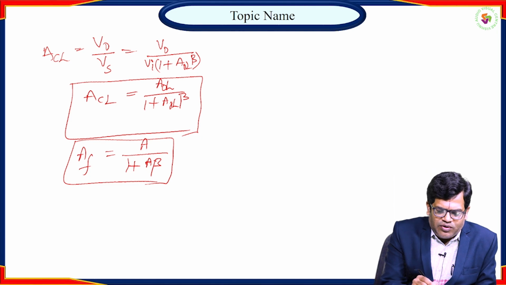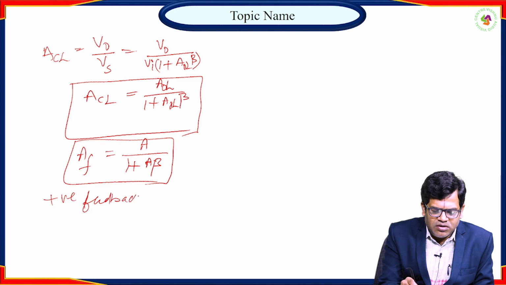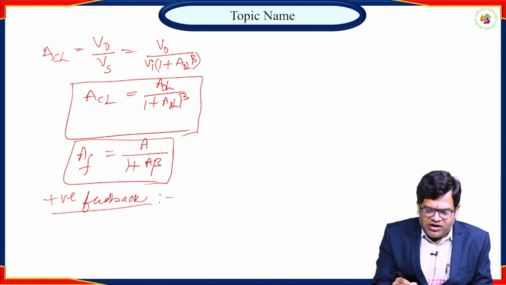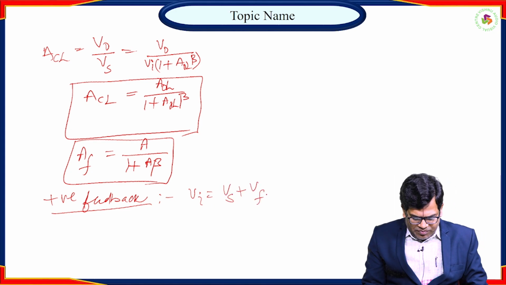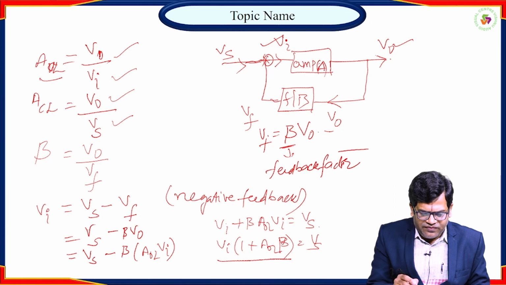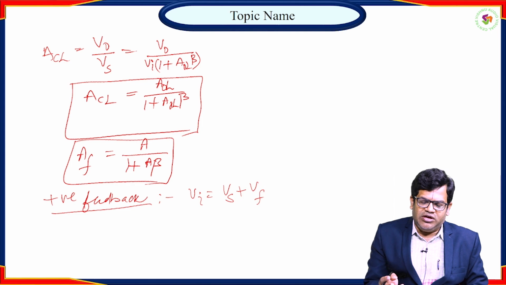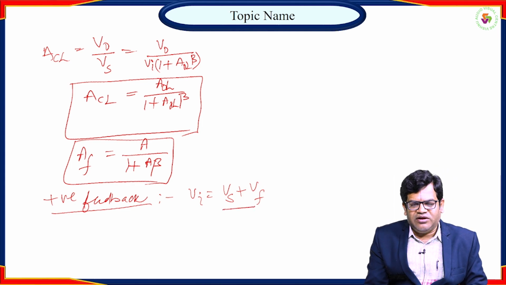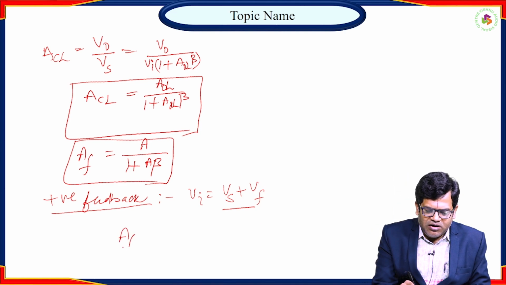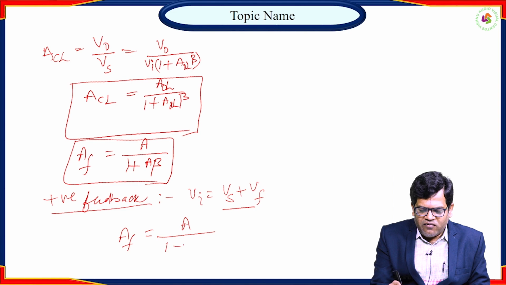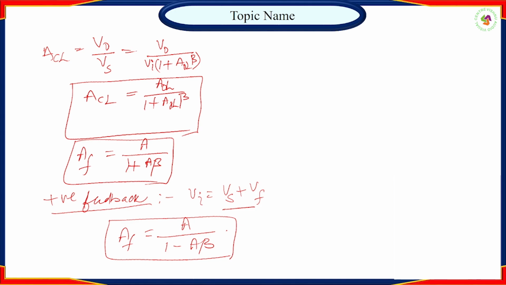Similarly, in case of the positive feedback amplifiers, if you implement it in the same lines, your Vi will be Vs plus Vf. In the previous case, it is Vs minus Vf as we have seen here. But now with respect to the positive feedback, because the input and output will be in phase, you have the connectivity between the source voltage and the feedback voltage as Vs plus Vf. So accordingly, the gain with respect to feedback will be A by 1 minus A beta. So this is the feedback gain when the positive feedback is applied.